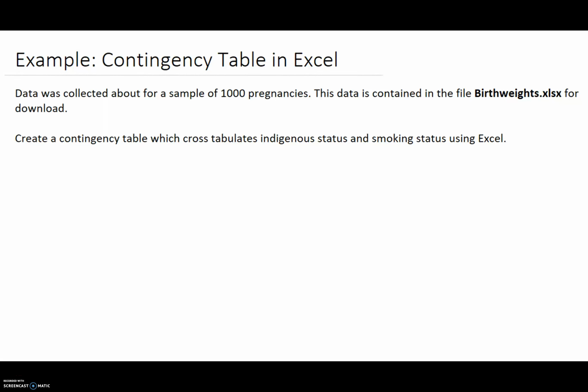So in this video, I'm going to do an example of making a contingency table in Excel. The data I'm going to be using is the sample data for 1,000 pregnancies stored in this file here. And the contingency table is going to cross-tabulate Indigenous status and smoking status. Remember that a contingency table is looking at two variables against each other.